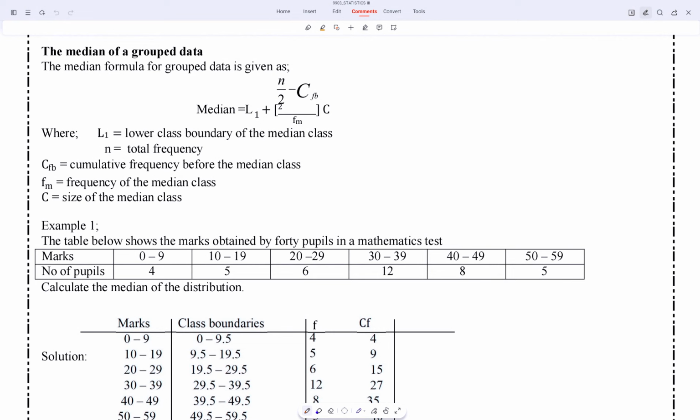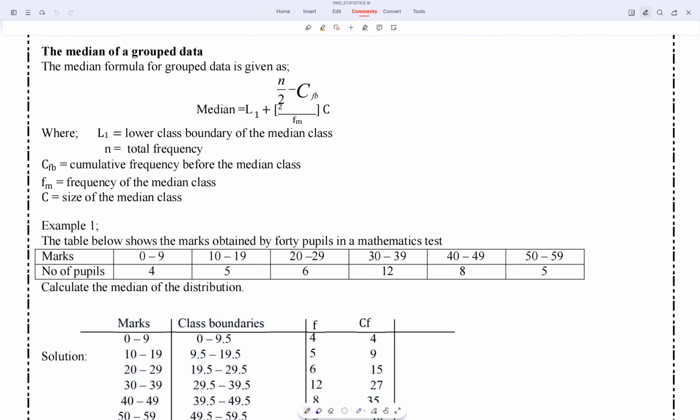Alright, in today's class we'll be talking about median. In our previous classes we've talked about the mean, and I spoke about the mean and assumed mean of grouped data. So in this video we are addressing the median of grouped data.